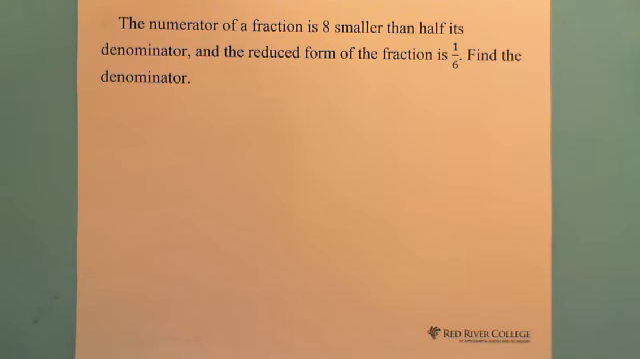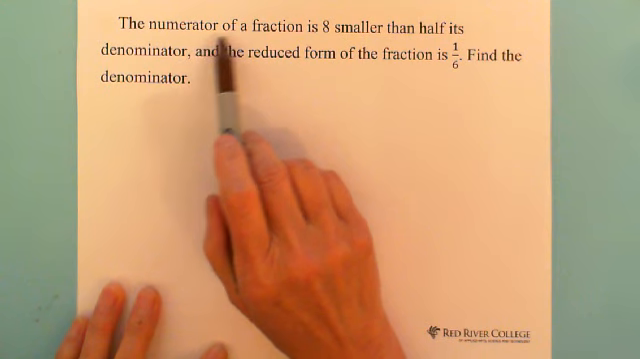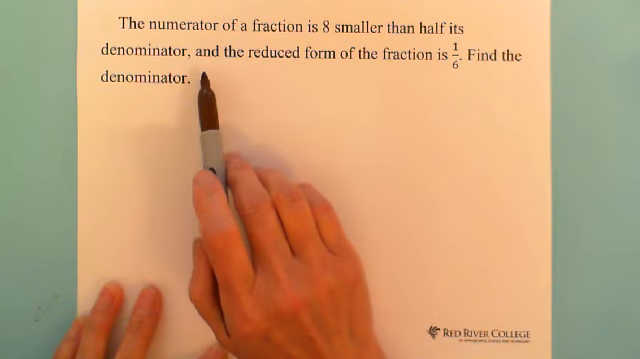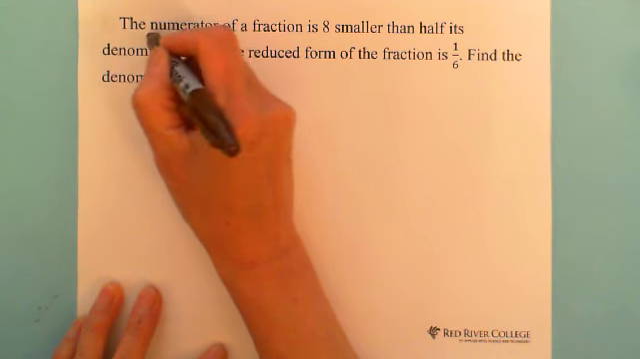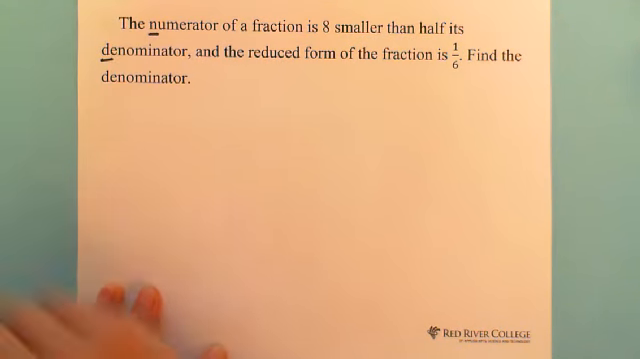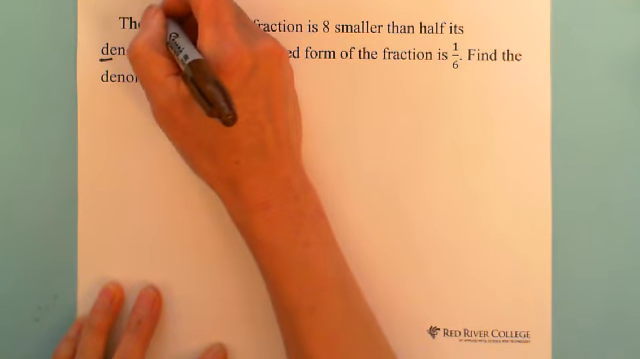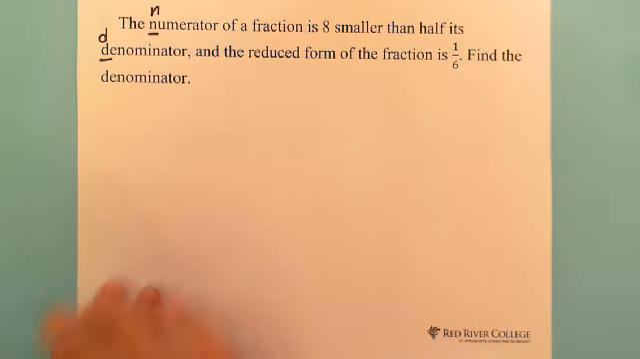So first of all, read the question. You may feel like, oh, this is a very tricky, very difficult question. So let's go over it sentence by sentence. The numerator of a fraction is 8 smaller than half its denominator. The numerator is the top number, the denominator is the bottom number. That's why we use n for the numerator and d for the denominator. That's very easy to see, right?